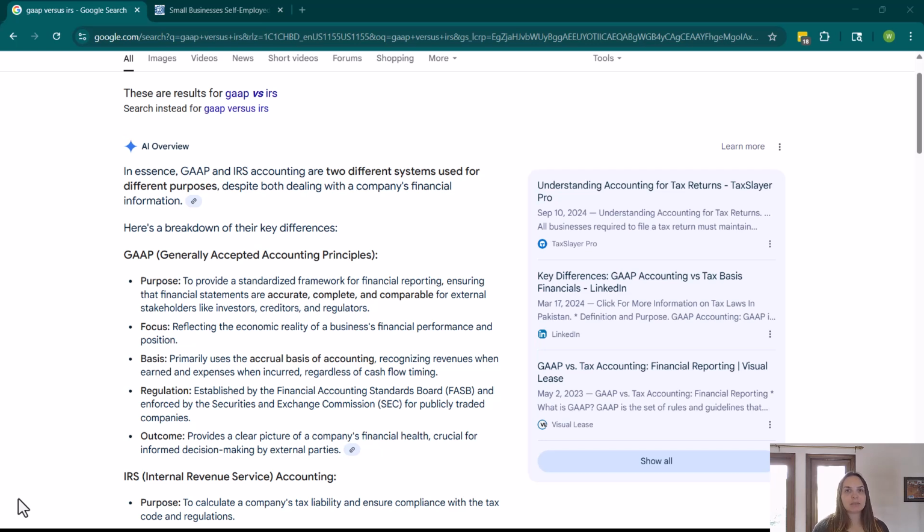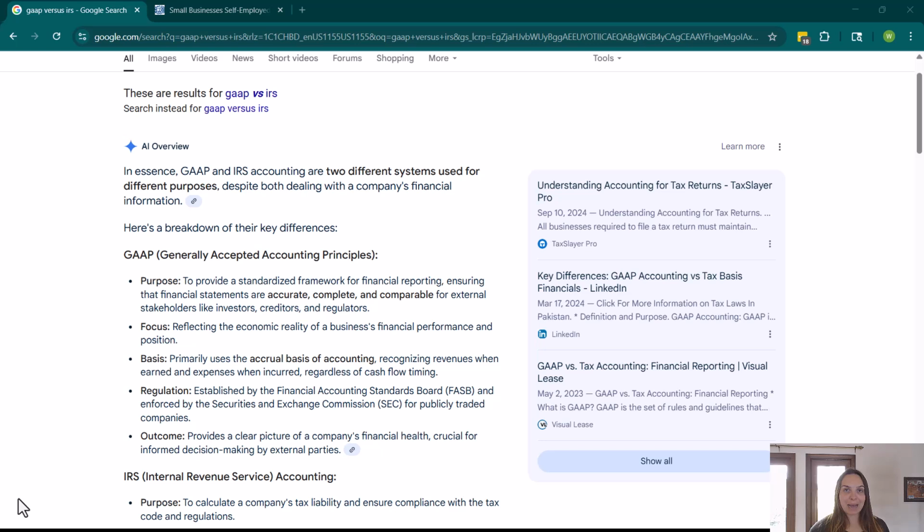So I'll have a lot of small business owners that are like, what am I supposed to use? What should I be keeping my books on? I'm a little bit confused, okay? And the answer is going to be it depends. Just like everything in accounting, it really depends, okay? If you are a small business, most likely you are going to go with the IRC, which is the Internal Revenue Code.